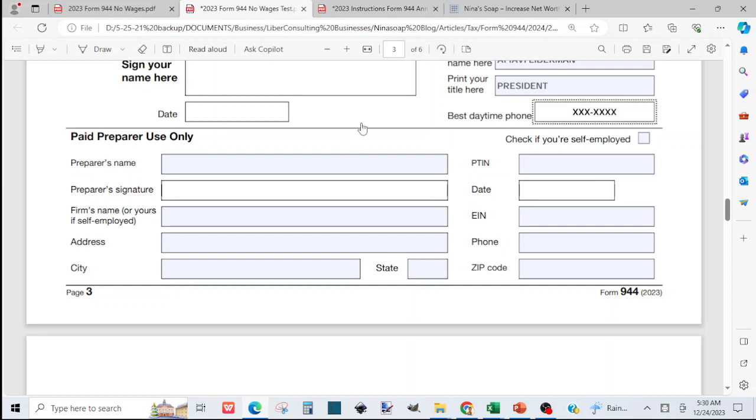If you are completing Form 944 for your own business, you do not complete the Paid Preparer Use Only section. You leave it alone. For instance, I'm a tax preparer, and if I'm completing this form for our business, Liberman Consulting L.L.C, I do not get paid to complete this form. Therefore, I leave the Paid Preparer Use Only section alone. I do not complete it.